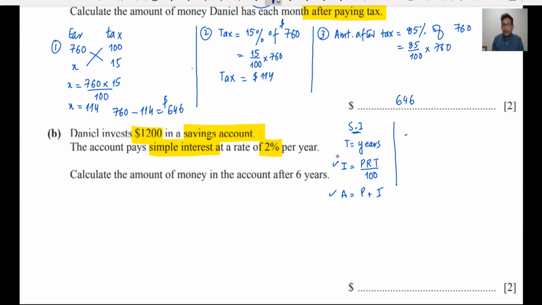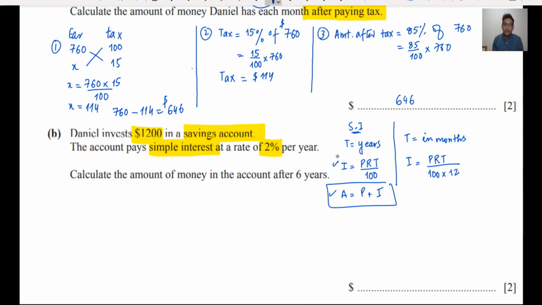Second, when the time is given in months, be careful here. When the time is in months, you have to do one thing. Interest is equal to PRT upon 100, and you can also multiply by 12 here, or you can convert the time by dividing by 12, and then use it. And this formula is used when interest is required.